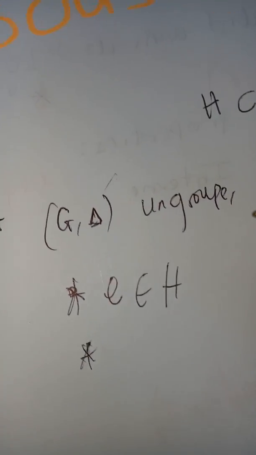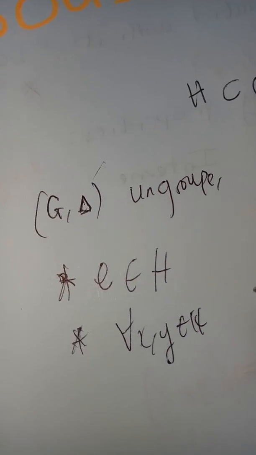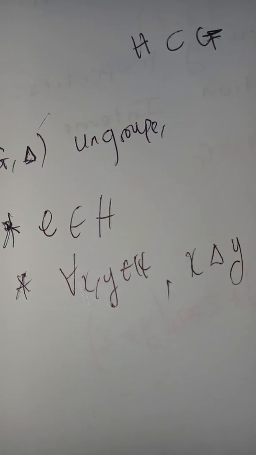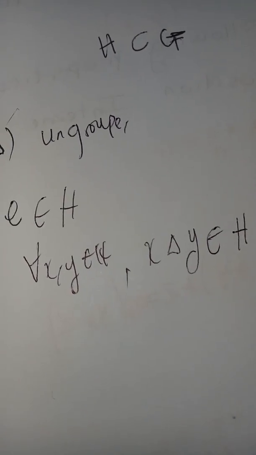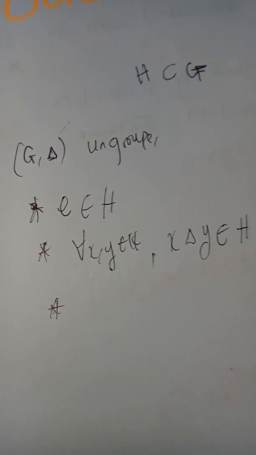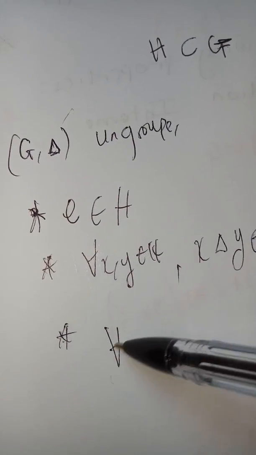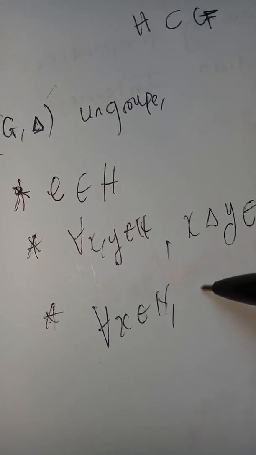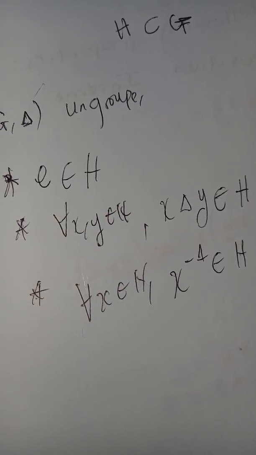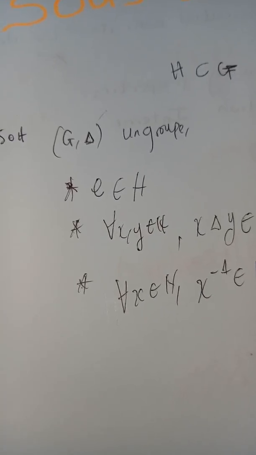The second thing to prove is that for every X, Y in H, X loi Y should also be in H. The third thing to verify is the symmetric of X. So I will need only X. For every X in H, X minus 1 should also be in H. So if I can verify these three properties, then I can say it's a sous-groupe.